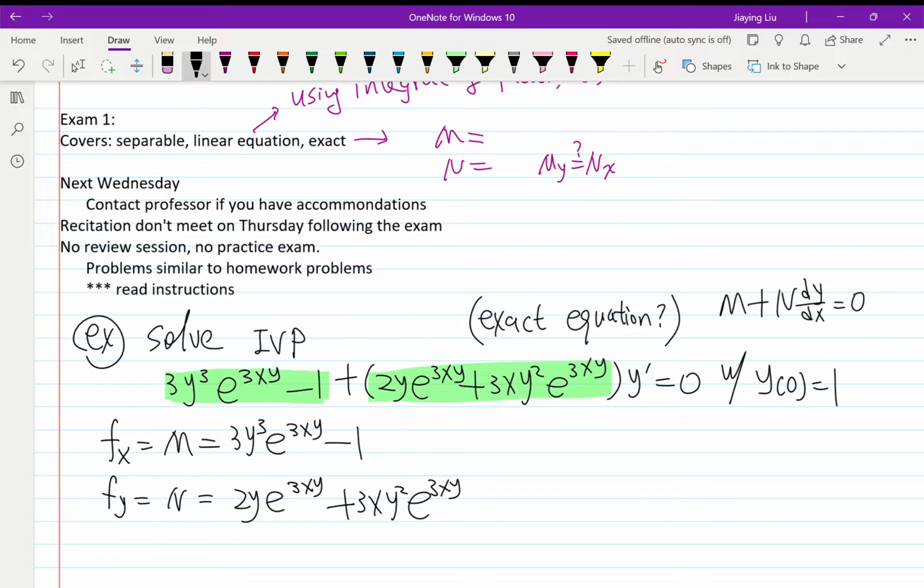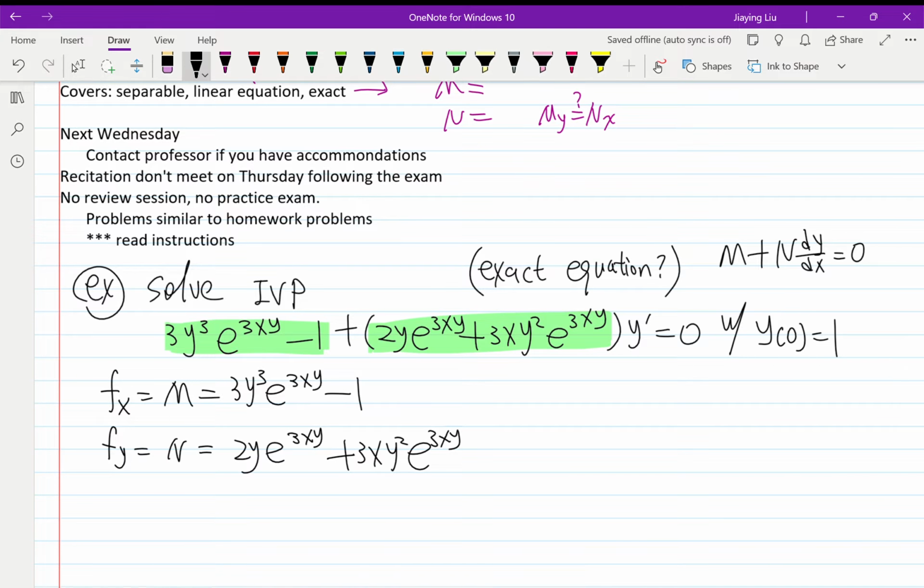Well, we have to check whether it's an exact equation, right? So the first thing we have to do is take the M expression and find the partial derivative of M with respect to y. So we want to find M sub y. And when I do that, because we take the derivative with respect to y, the 3 will be a constant, the x will be a constant. So if we forget about the 3 for y, we just look at this part.